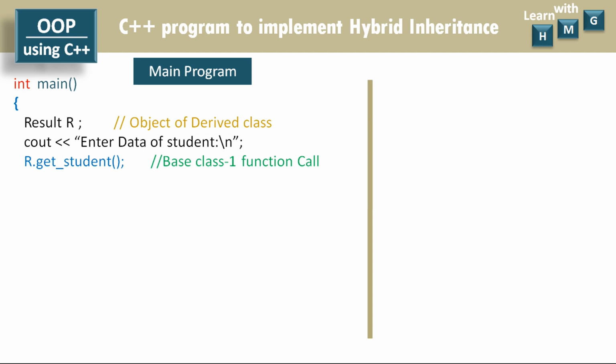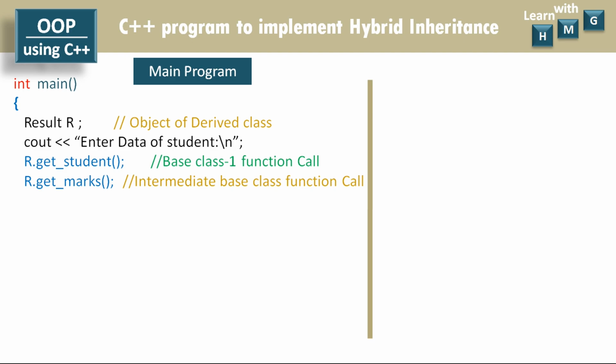Then call the getStudent function using the object, r.getStudent. So here we are calling the base class 1 function. getStudent is the member function of base class 1, that is the student class. So it will accept roll number and name through this member function. Then r.getMarks. So here we are calling the base class function.